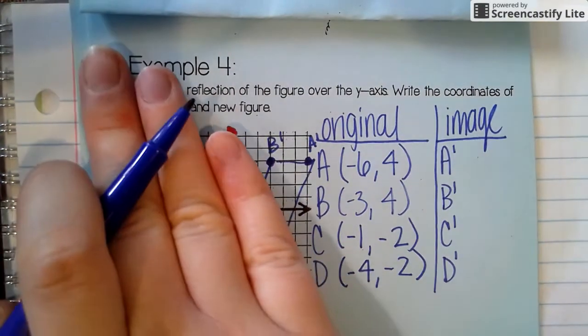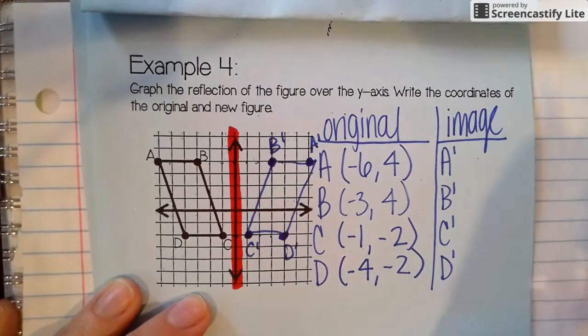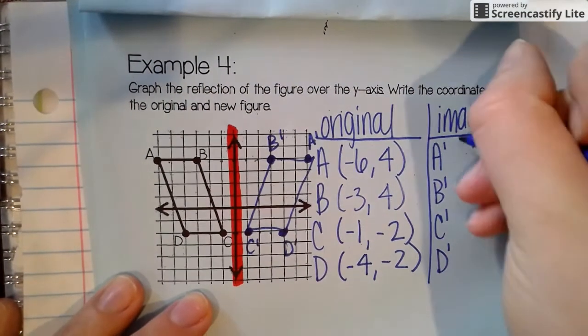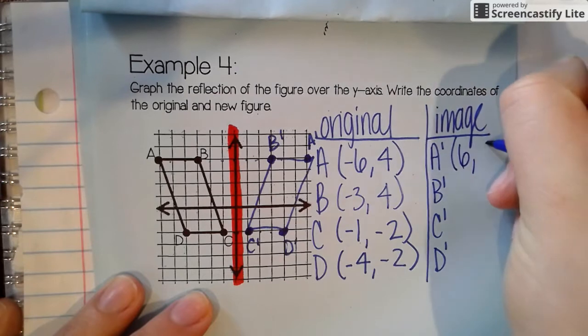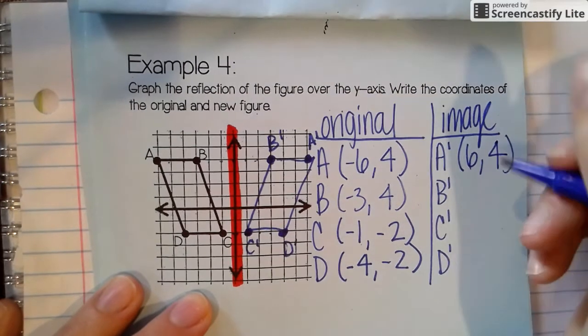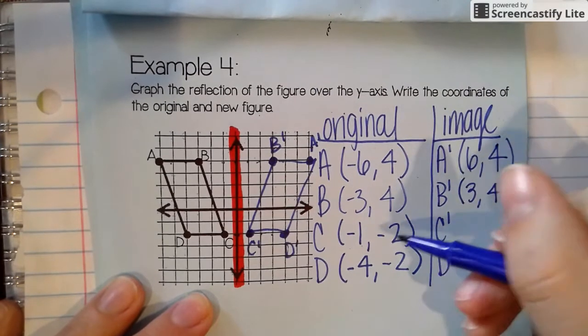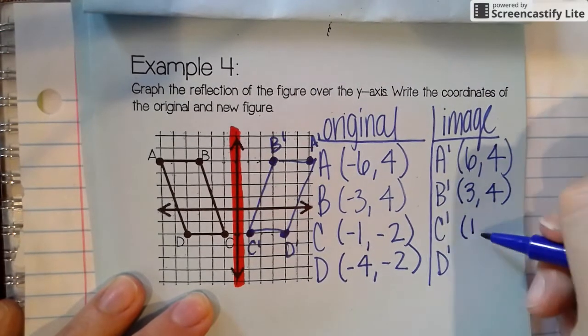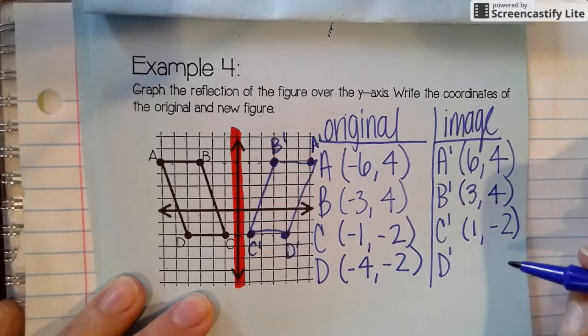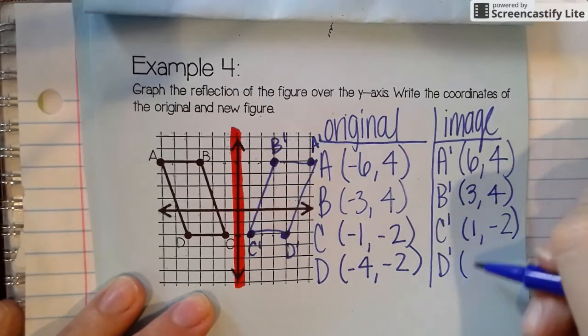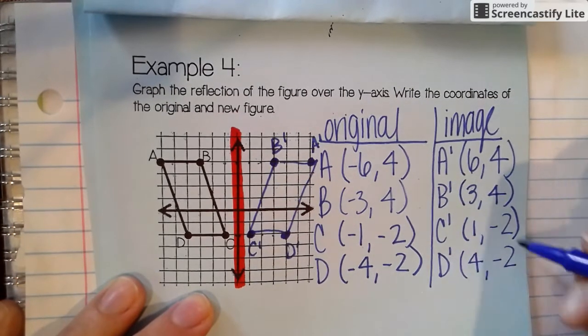Notice the shape just flips over to the other side. So my A prime is going to be 6, 4. B prime is going to be 3, 4. C prime is going to be 1, -2. And D prime is going to be 4, -2.